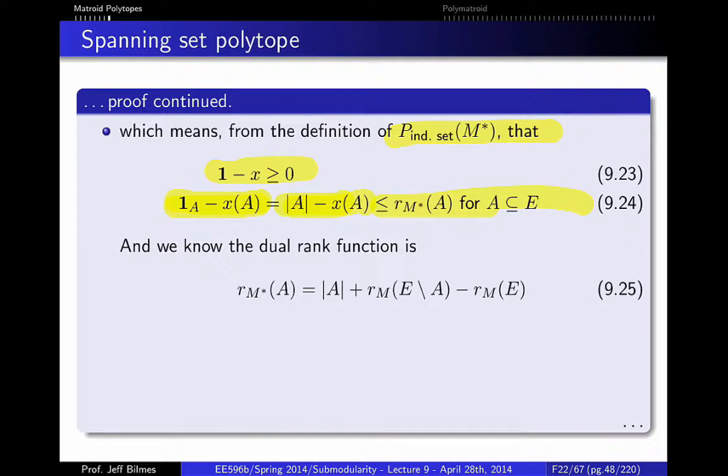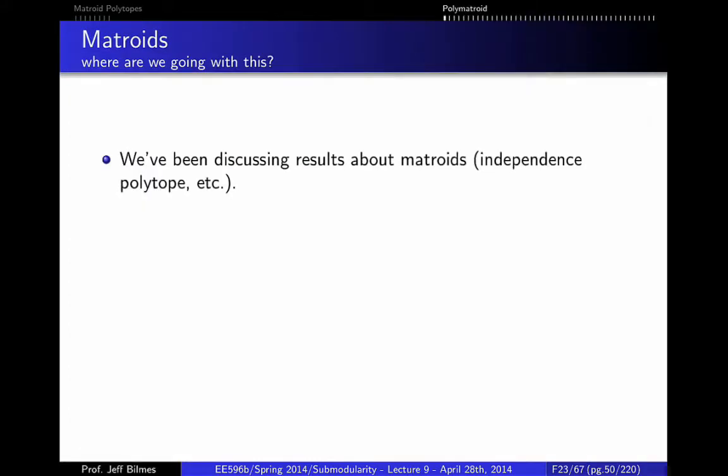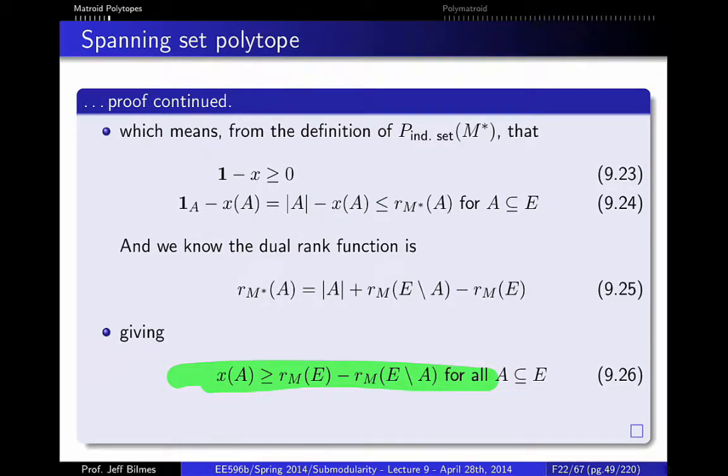And so then if we equate two things, we say, okay, well, this is less than or equal to that, but then we have the dual matroid rank function, which we proved last time or something. We cancel stuff out, and what we end up getting is the inequality that we want. Okay. Any questions? So that's just a nice little other polytope.